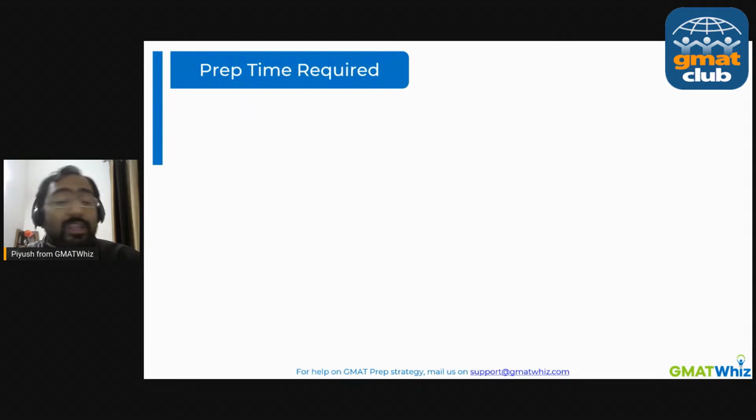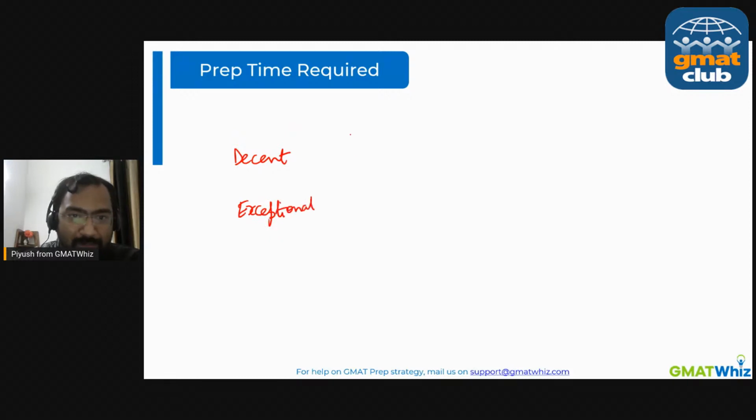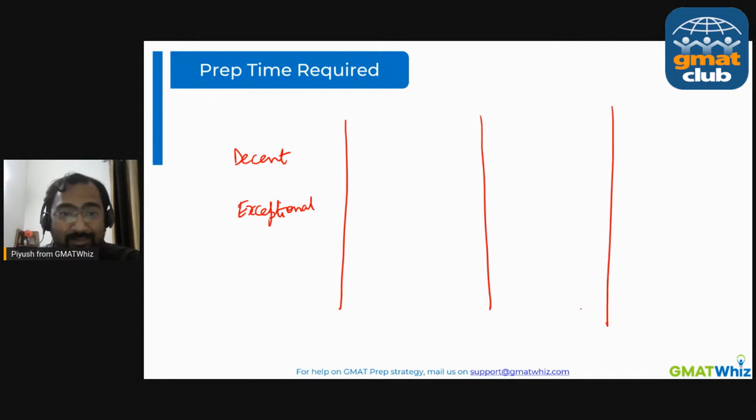Now, what is the prep time required for the GMAT? Let's divide that as well. Let's look at different categories of students. Let's look at people who are decent, people who are exceptional in their academics, and then there could be people who are weak. But let's talk about these two categories broadly, because most of you will belong in this category, is what I'm assuming here. So let's say you're targeting something around a 750 plus.